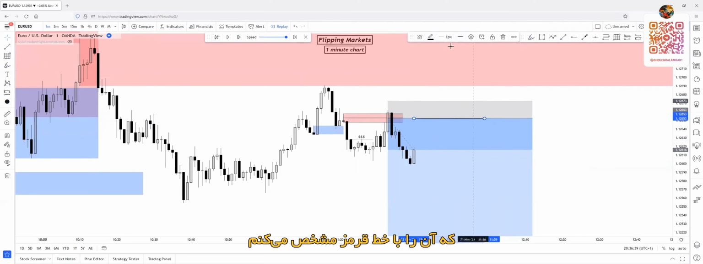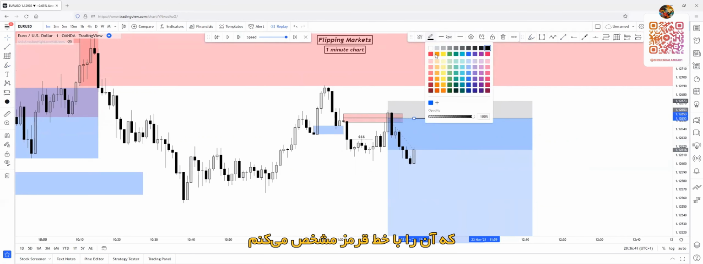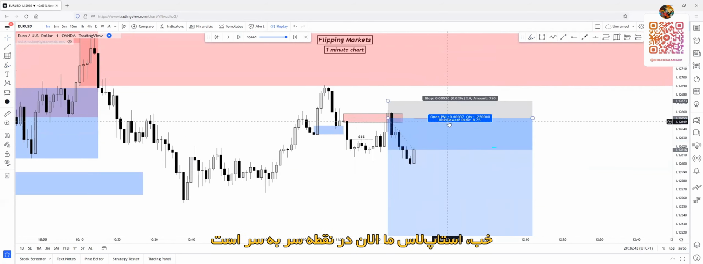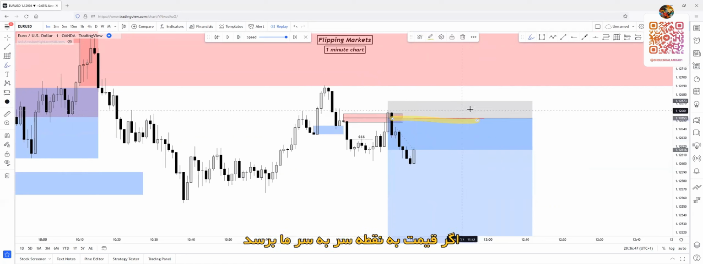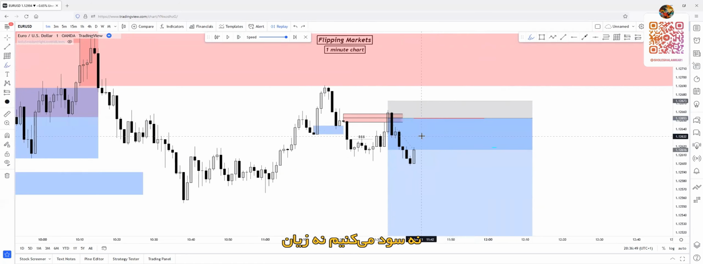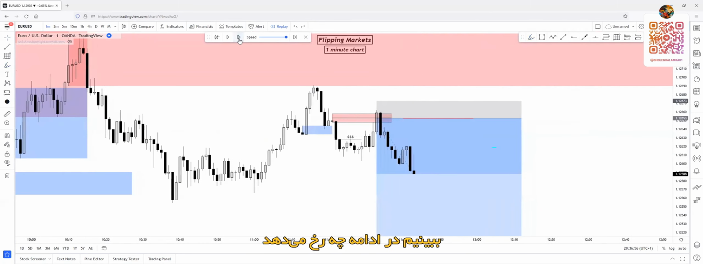I will just mark it with a red line. Let me just change the color, please. Okay, so our stop loss is in break even. Right now, we have no risk on this trade. If it hits our break even point, there will be no profit and no loss. This is a really, really good trade. Okay, let's see what happens next.